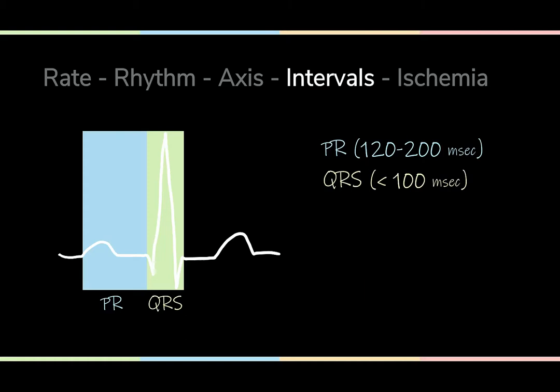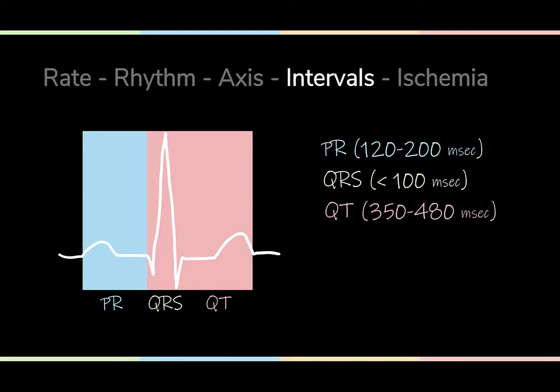And lastly is the QT interval. It begins at the start of the QRS complex and ends at the end of the T. And to make this as simple as possible, it should be somewhere between 350 and 480 milliseconds. This is a little bit more complex and is dependent on a few other variables. We're going to get into that in more detail as the units go on. But suffice to say, at this point, 350 to 480 is a relatively normal QT interval.